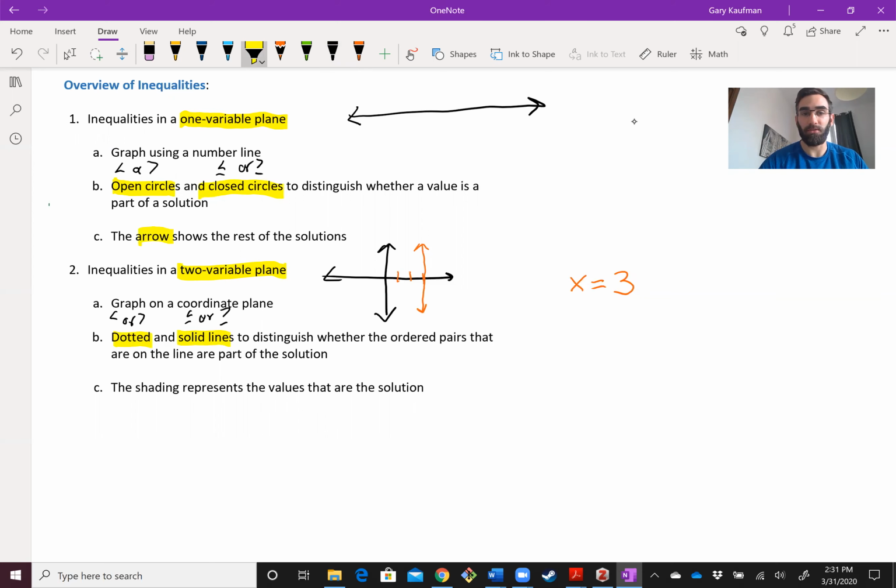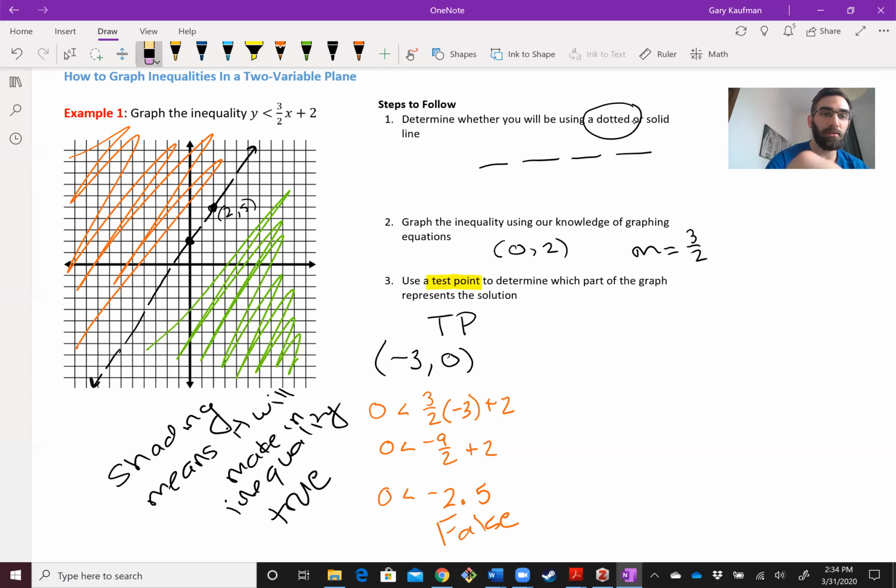Shading means it will make the inequality true. It's a solution. Well, okay, that means the orange side should not be shaded. So the idea is by testing one point, if it's false, that means shade the other side. If it's true, shade that side.